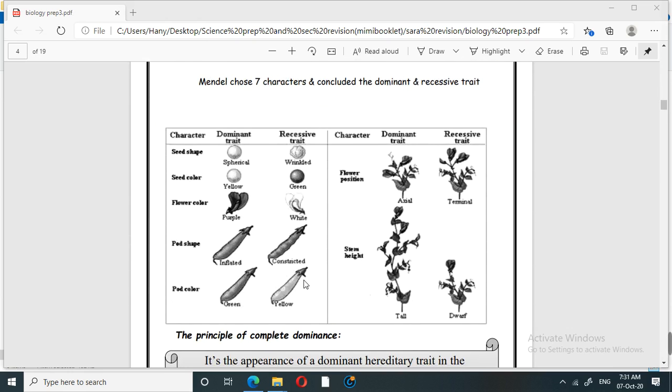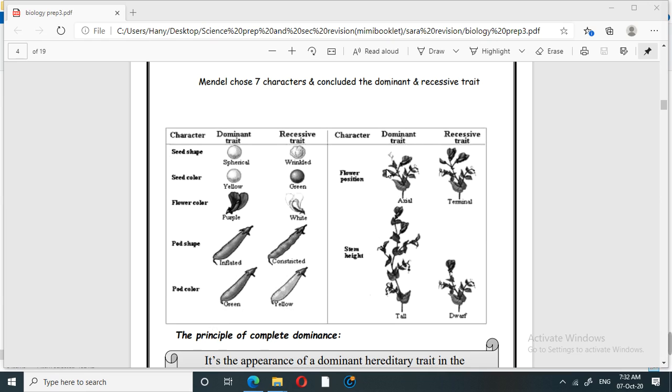In this table you have to know the dominant character in the pea plant especially, and the recessive character in the pea plant. According to the seed shape, the spherical shape of the pea plant seed dominates over the wrinkled seed, and the color of the seed, yellow, dominates over the green. The purple flower color or the red flower color dominates over the white. The inflated pod dominates over the constricted, and the pod color or the fruit color, green, dominates over the yellow.